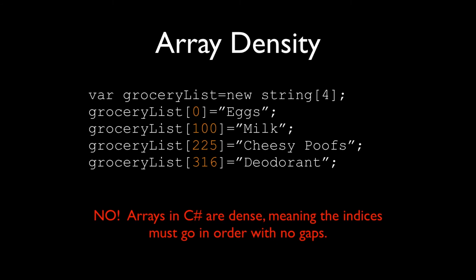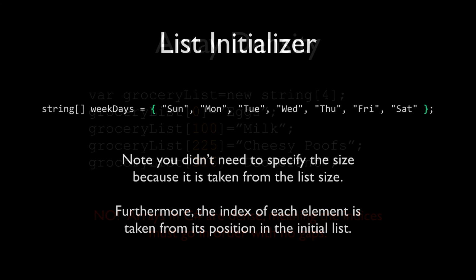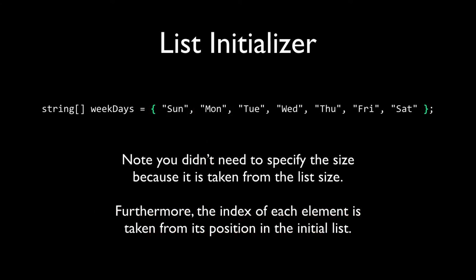Okay, let me show you a neat little trick when you're initializing your arrays. You can use something called a list initializer. And this is nice because it does a lot of work in one line of code. So here I'm creating an array of strings called weekdays, and I'm automatically instantiating it with what's called a list initializer. And it's probably pretty obvious what that does.